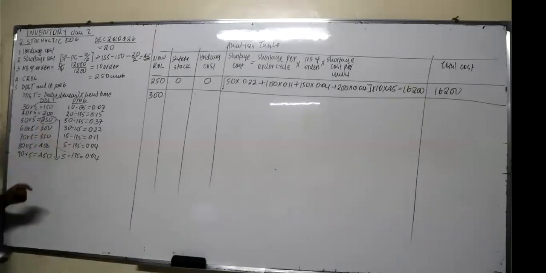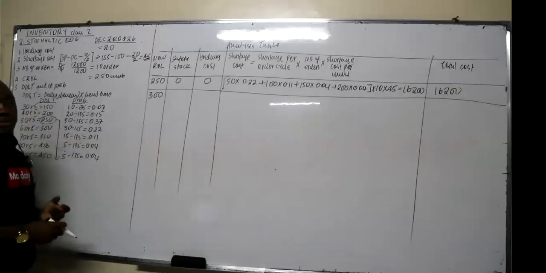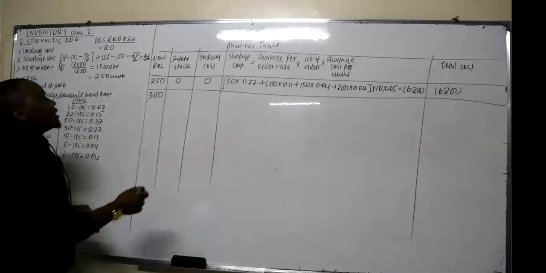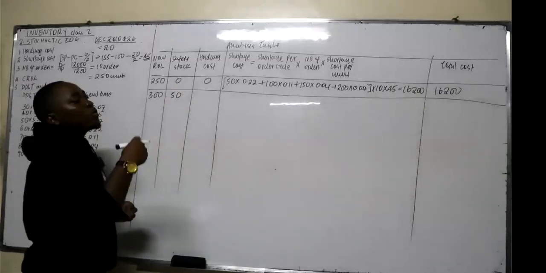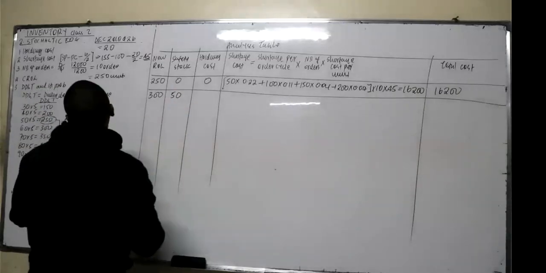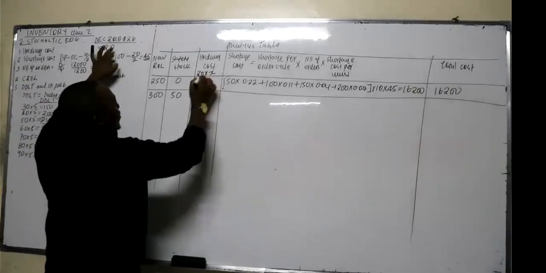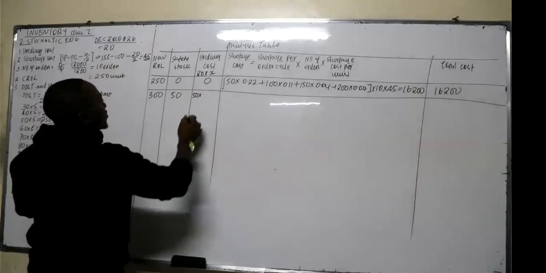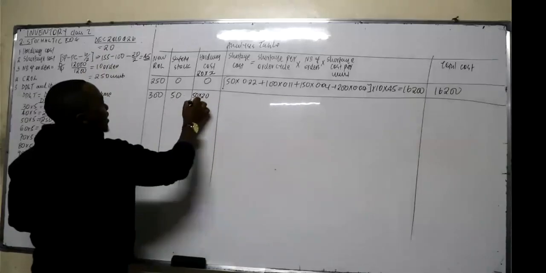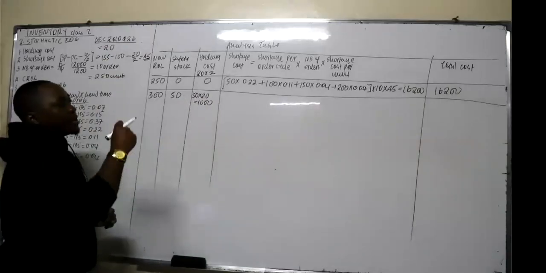Now from 250, what if we order 300? If you order 300 and the current reorder level is 250, we'll have a safety stock of how many units? 50. This 50 leads to an incremental holding cost, where the holding cost per unit is 20. You multiply by the number of units: 50 more units at 20 per unit gives 1,000. That's the incremental holding cost.